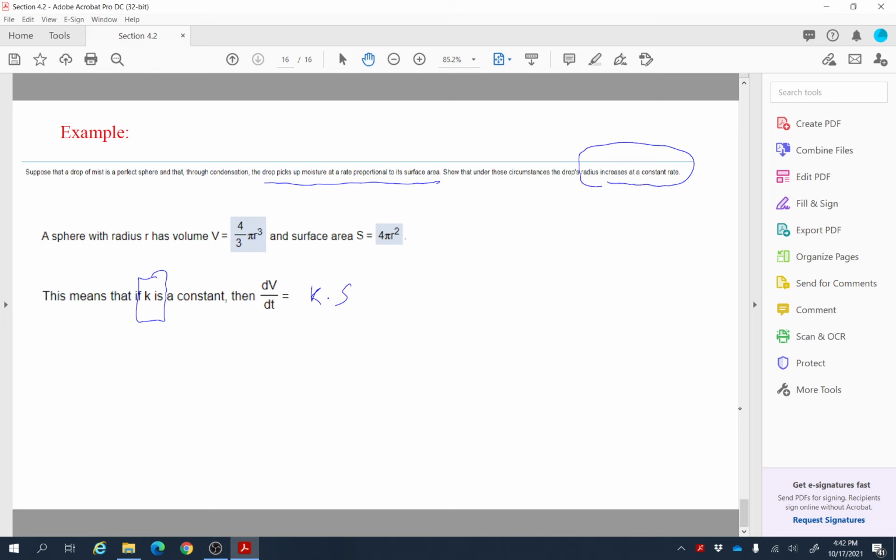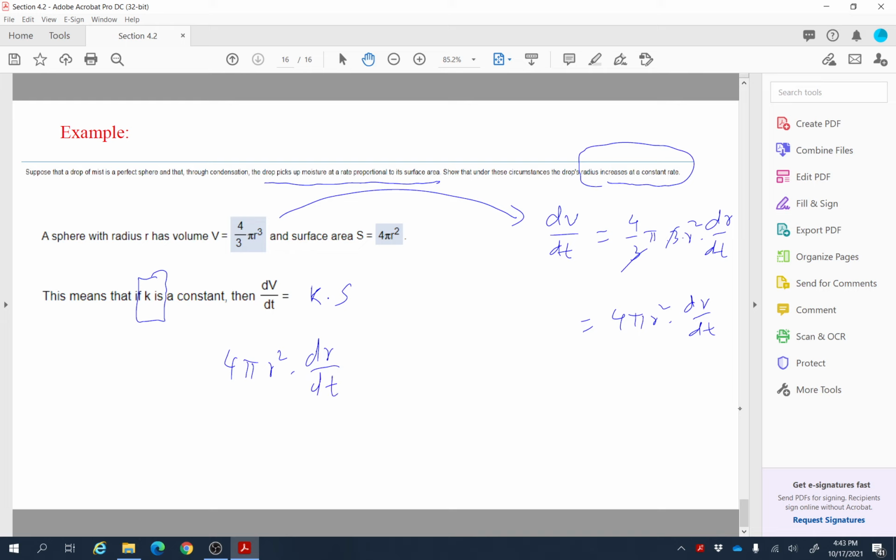How do we do that? First of all, find the rate of change of volume by using this formula, meaning just differentiate both sides with respect to time, and that will be 4 over 3 pi times 3 r squared dr over dt. We can cancel this. This is 4 pi r squared dr over dt. So that's the rate of change of volume with respect to time. Let's plug the value of that thing here. 4 pi r squared times the rate of change of radius with respect to time is equal to k times S. S is 4 pi r squared.